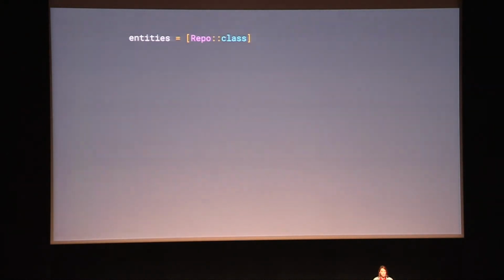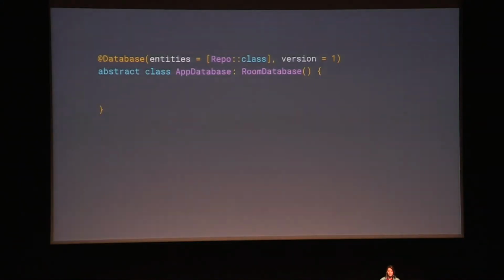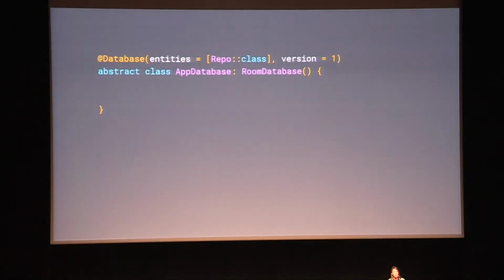OK, so now we know what the entities are, and we know how to query them, but we didn't actually connect everything together. We haven't defined our database. And this is done with the @Database annotation. So more precisely, we would define an abstract class that extends from the RoomDatabase. We would annotate it with @Database. We would add the list of entities, and then the version number for the database.